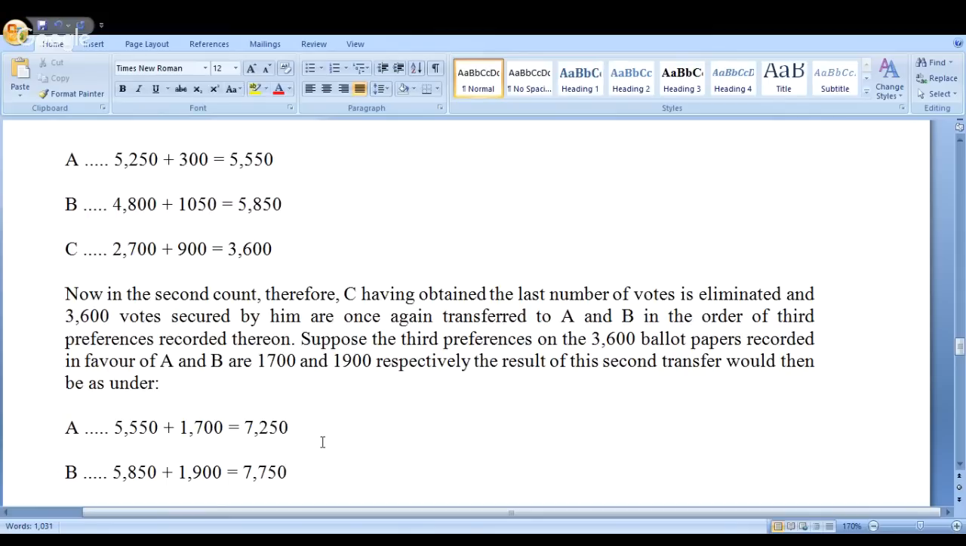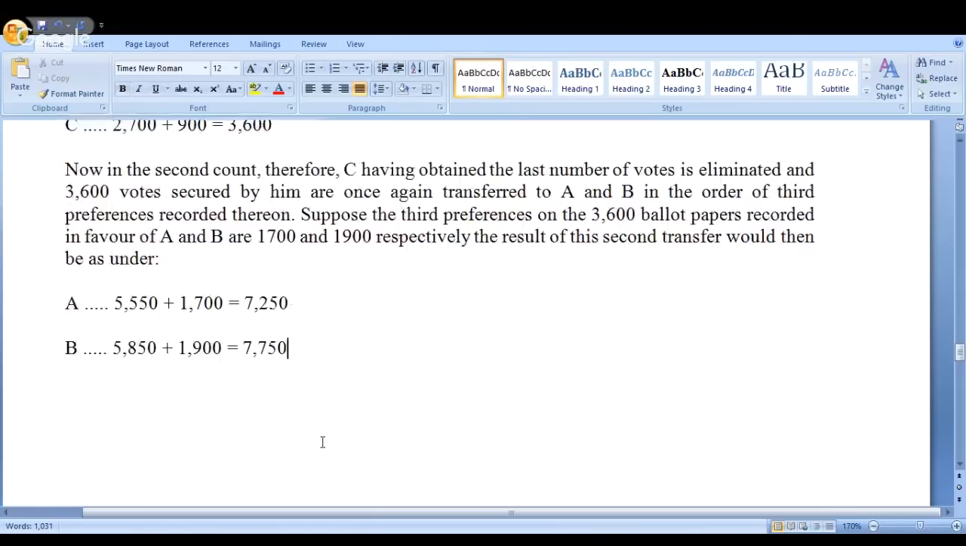Now look at this. Who should be declared elected? If you add like this, you are getting 7,250 votes for A and 7,750 votes for B. Obviously, in this particular case, B should be declared elected. So I hope you got it. So this is really a very tiresome process.